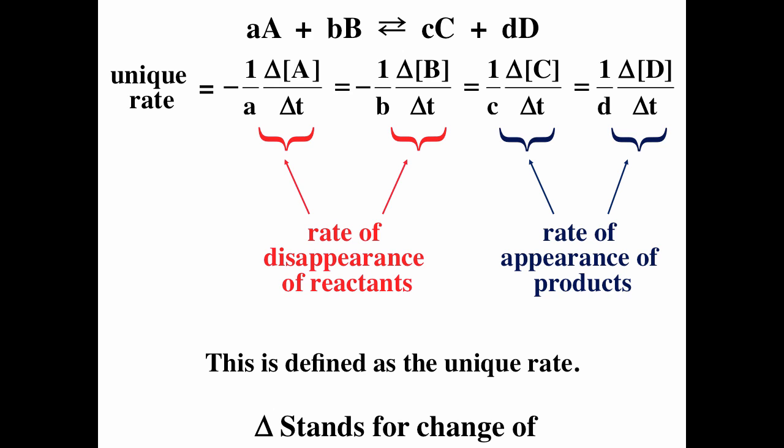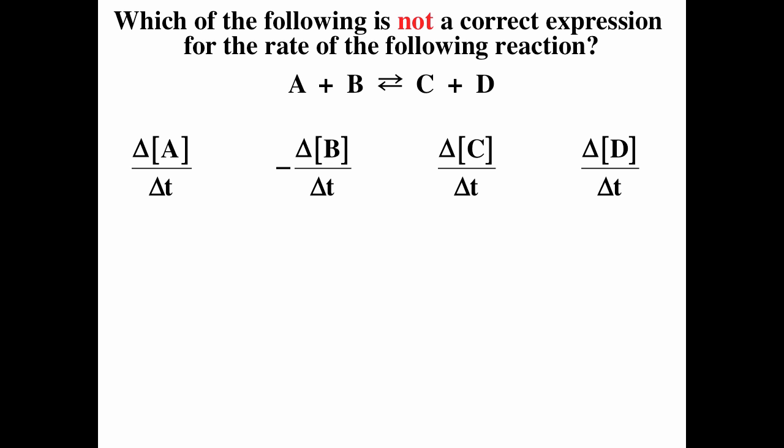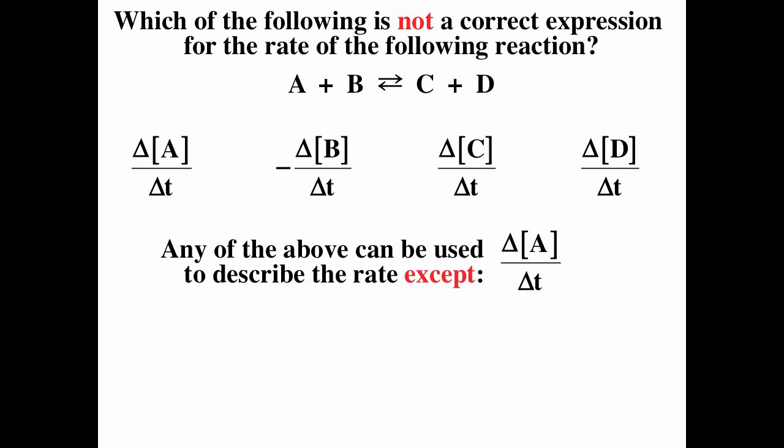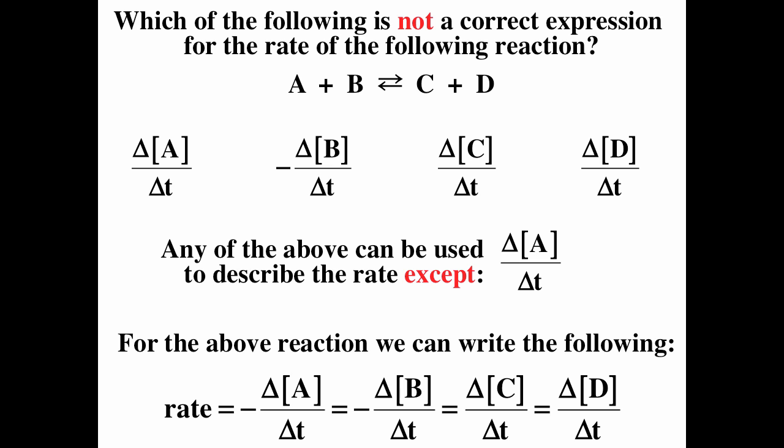And so a question we could ask is, which of the following is not a correct expression for the rate of the following reaction? And so again, remember that we need negatives in front of the rates for the reactants. And so that first one is not going to be correct. But all the last three are actually equal to each other, and they're also equal to the unique rate. And so further above the reaction, we can write rate equals minus the rate of A equals minus the rate of B, which equals rate of C, which equals rate of D. And again, that's because the coefficients are all 1.